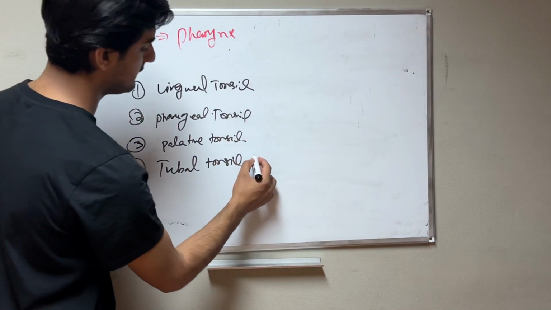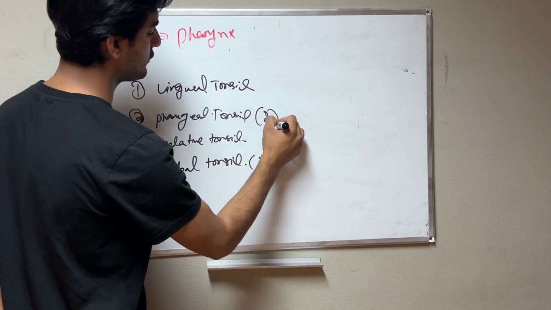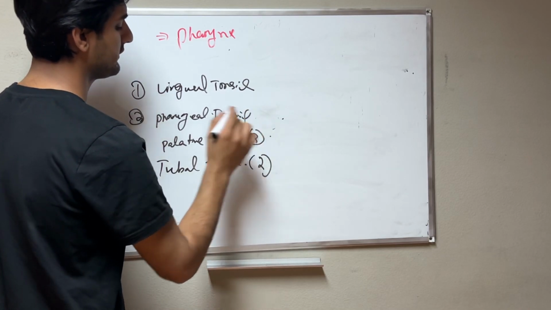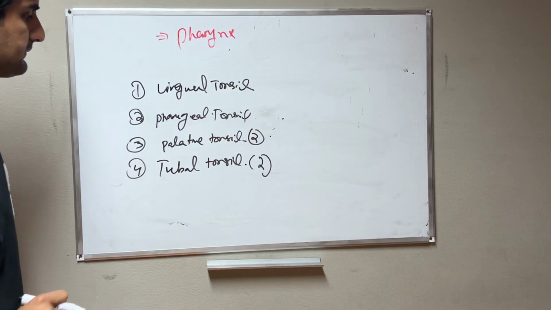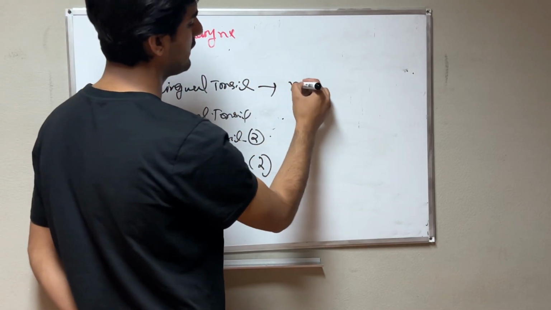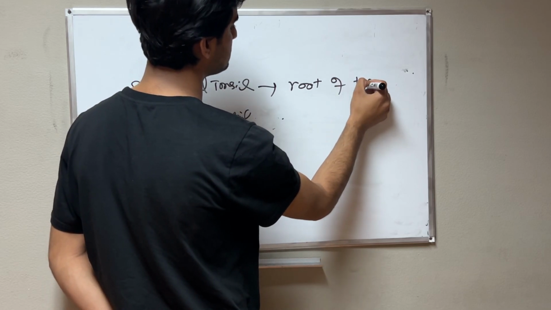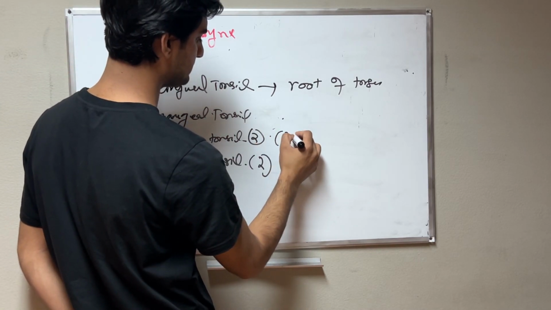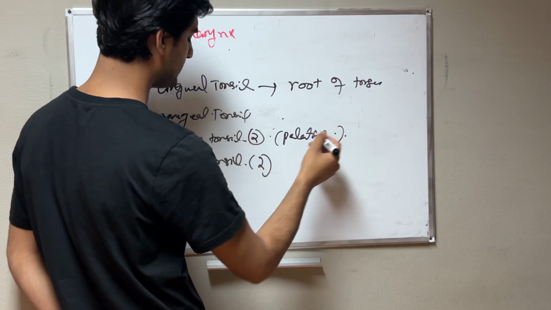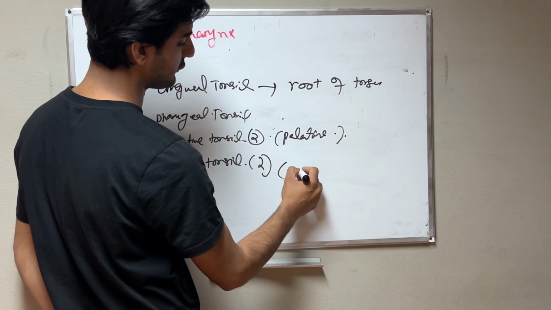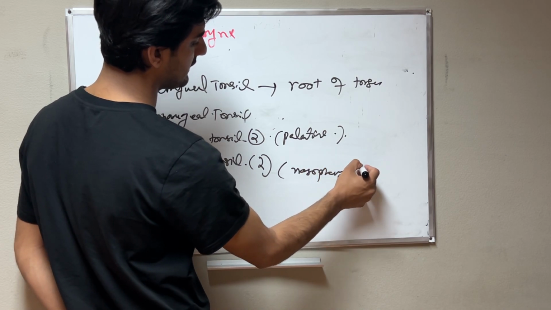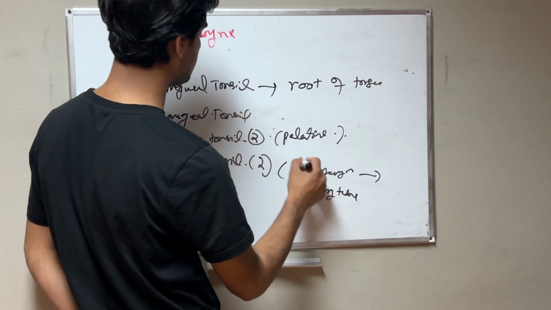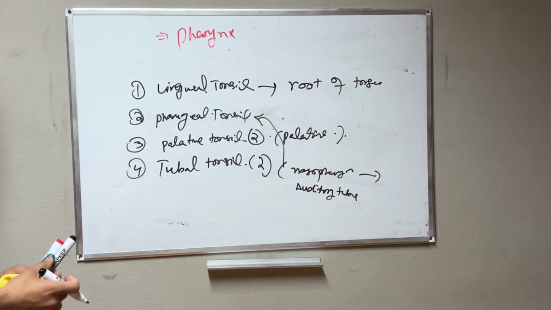The palatine tonsils are paired, two tonsils. The pharyngeal tonsil is unpaired, and the lingual tonsil is located in the root of the tongue. The palatine tonsils are in the palatine area, between the hard and soft palate. The tubal tonsils are in the nasopharynx, near the connection with the middle ear by the auditory tube. These are the tonsils.